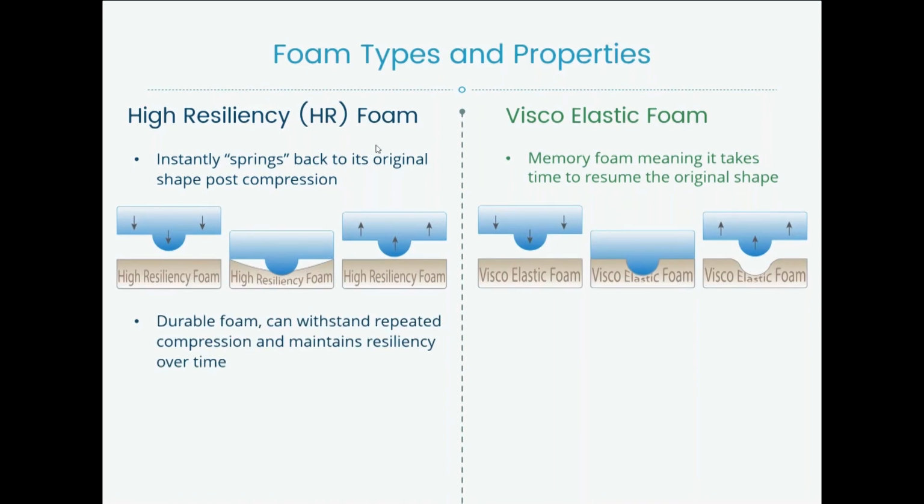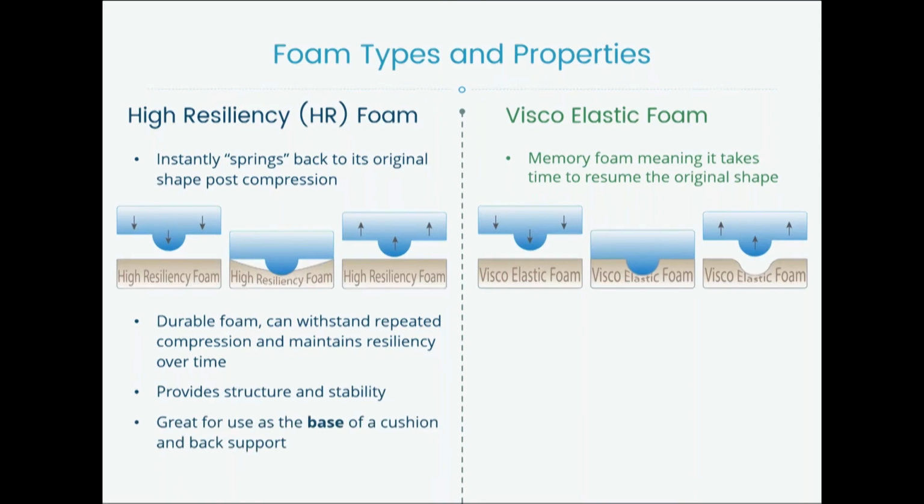So going back to the high resiliency foam, it's a more durable foam. It can withstand repeated compression and maintains its resiliency over time, which means that it adds a lot of structure and stability to a cushion. So this is great for use as the base of a cushion so that it doesn't hammock, so that it provides the stability that the cushion needs. Again, this is great for the bottom layer of a cushion to really allow it to be stable and not hammock.